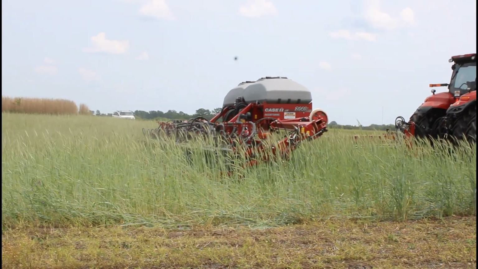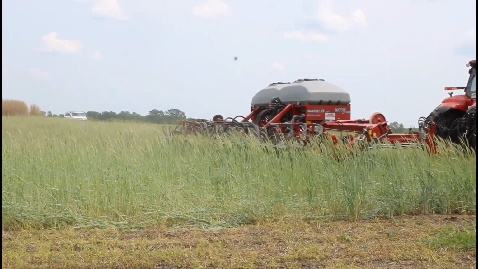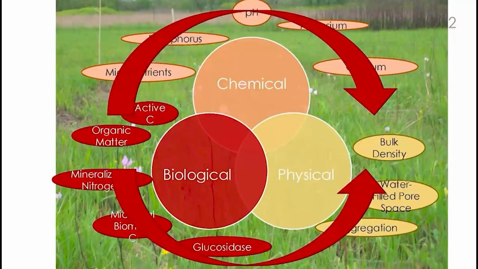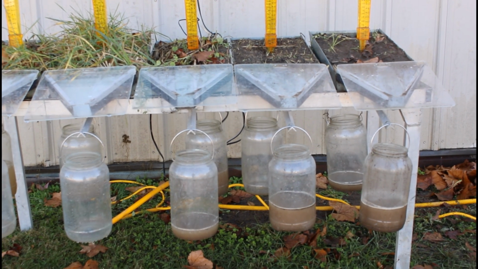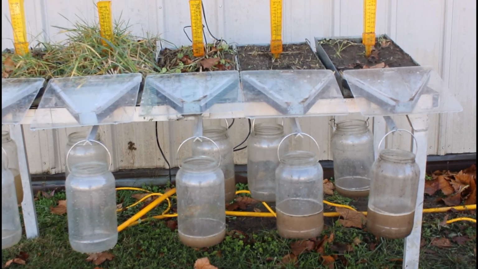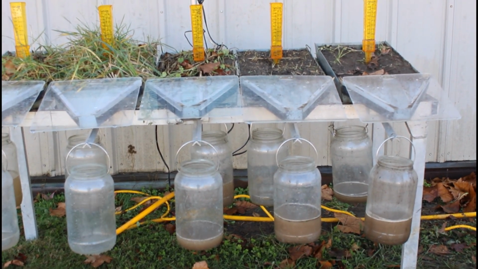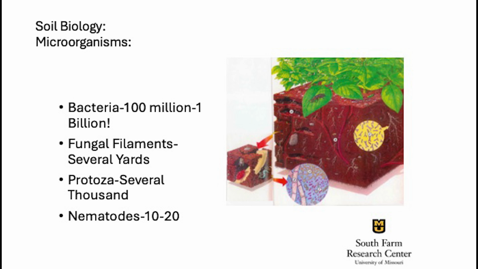Now, as you know, soil health is made up of soil biology, soil chemistry, and soil physical properties. Together these give us our soil health. And there's the interaction between each one of them, how one affects the other. But let's start out first with soil biology.